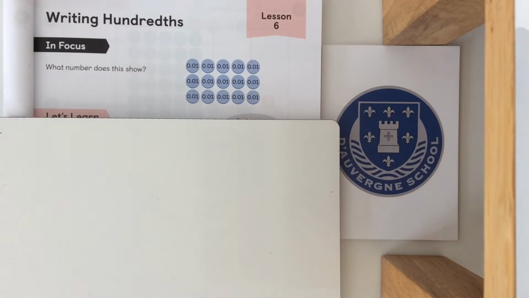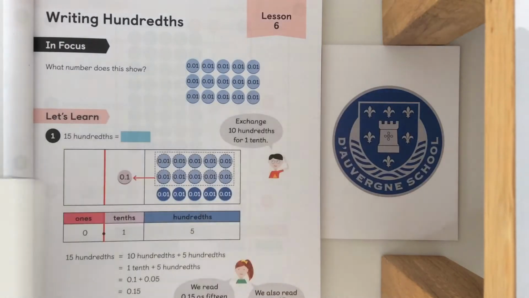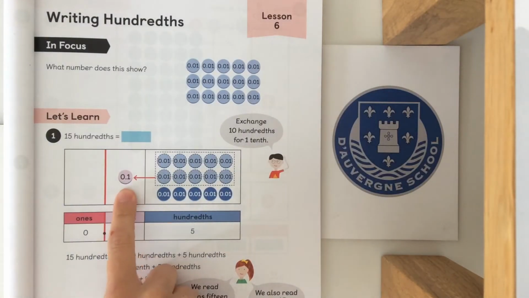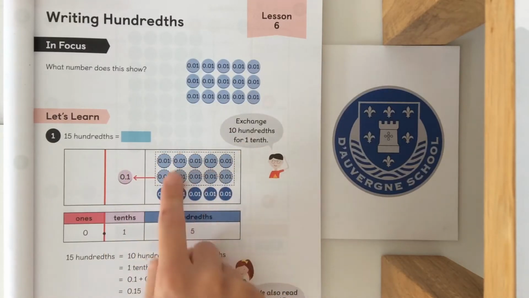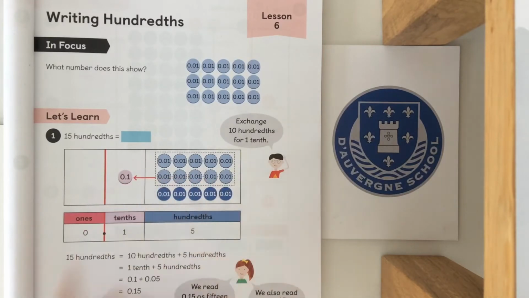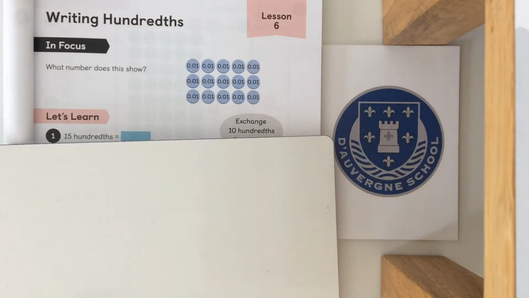What can we do when we've got more than 10 hundredths? Well done if you said that we can regroup them for a tenth. So we can regroup 10 hundredths for a tenth because they are the same value. Okay, so then how would we write 15 hundredths as a decimal?